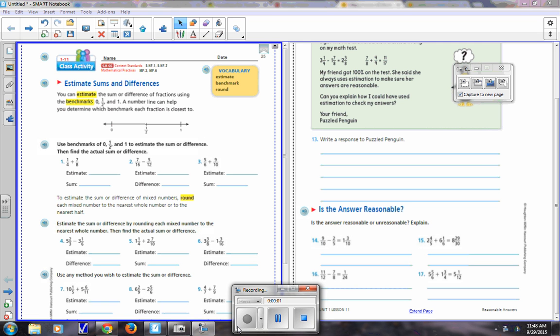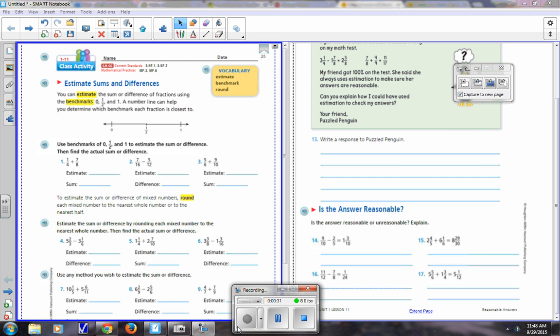Lesson 11, the gist is we know how to, or we should know how to, add and subtract fractions fairly easily now. I don't think that's correct English, but today we're going to use something called estimating. Estimating is glancing at an addition or subtraction problem with fractions and making some assumptions based on things that we know and understand.